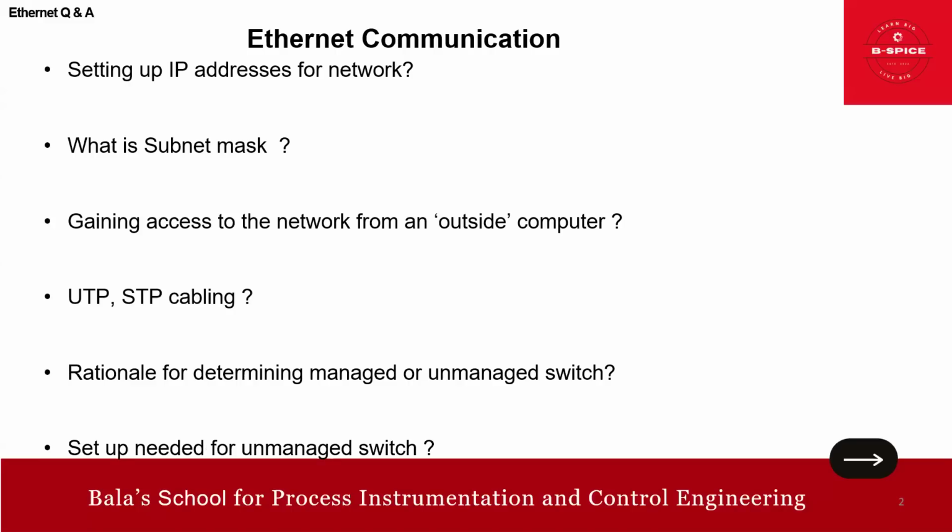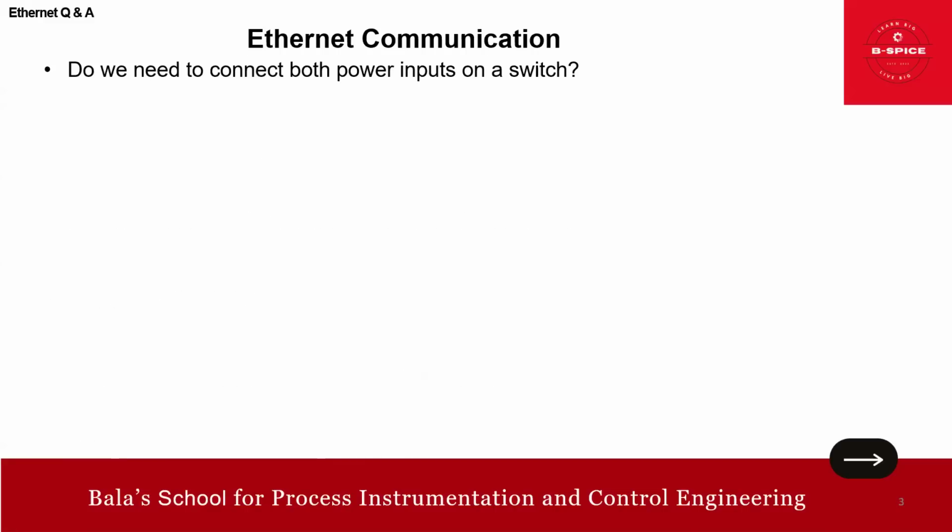Then, setup needed for an unmanaged switch. Meaning, do we need a setup for an unmanaged switch? No. In most cases, unmanaged switches are plug and play devices. Just wire the DC power to the terminal strip, connect the cable, and that's it. Unmanaged switches have DIP switch settings for each port that can allow for a port that loses communication. So basically, we don't have to do any setup, right? Then, do we need to connect both power inputs on a switch? No, again.